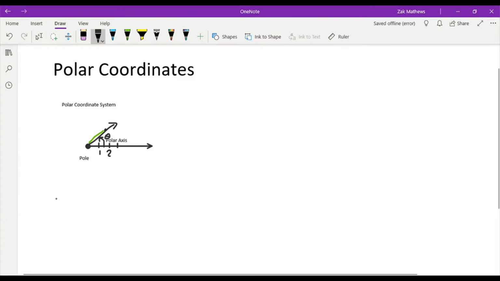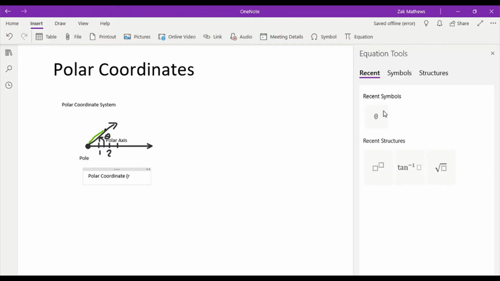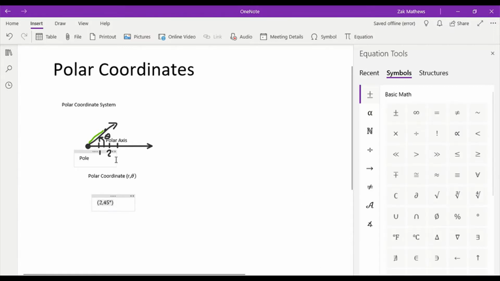So when we're defining a polar point, a coordinate in this polar format, those points always take the form r comma theta. R is the distance from the pole to our point, and then the theta gives us the angle between. Let's take an example of this. So let's say we have the point 2 comma 45 degrees, and I want to plot this.